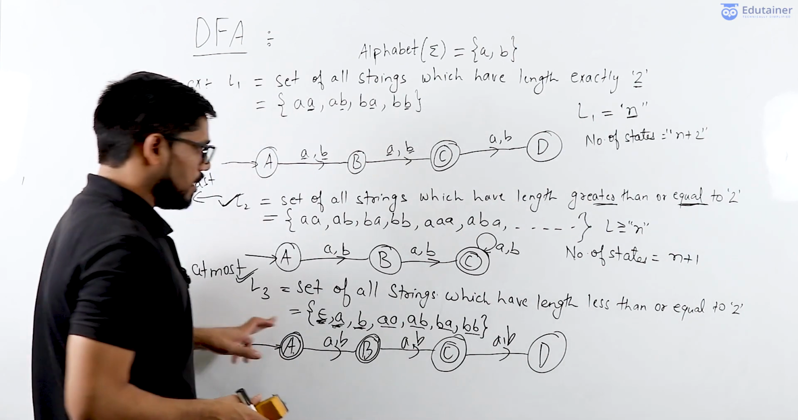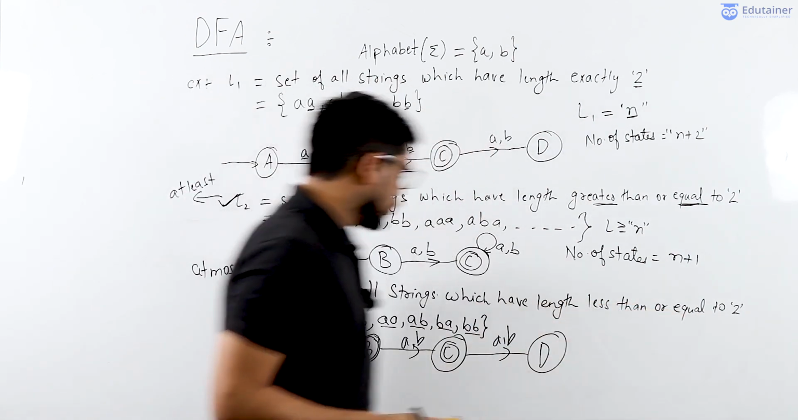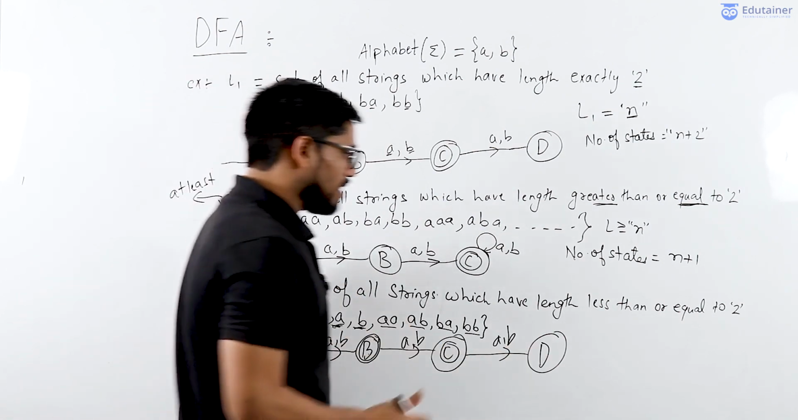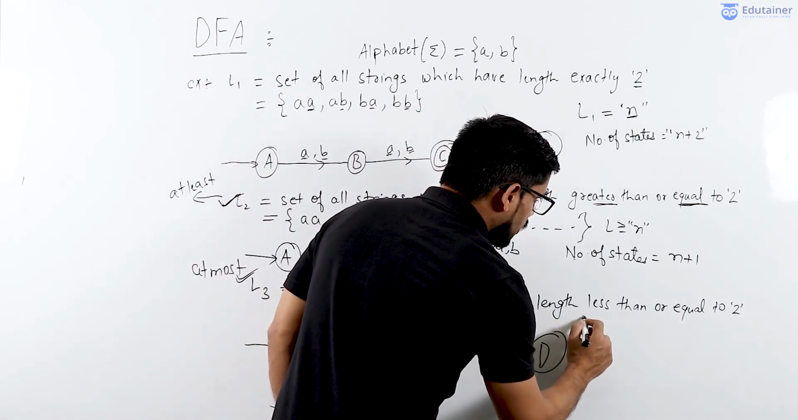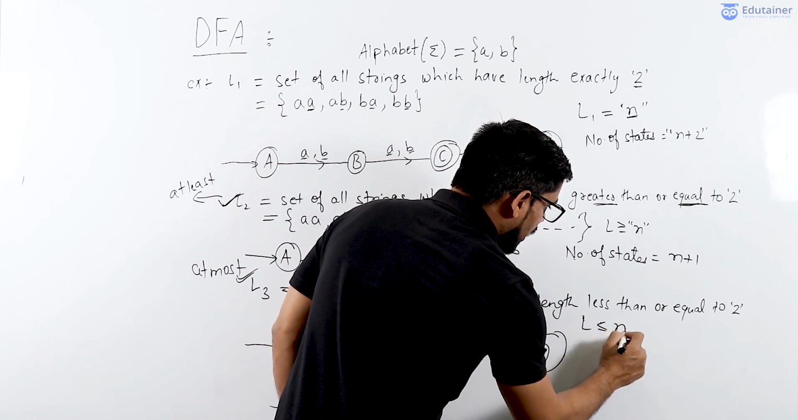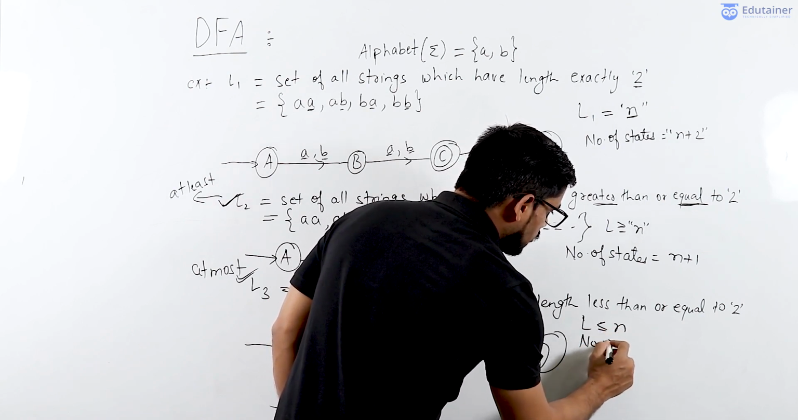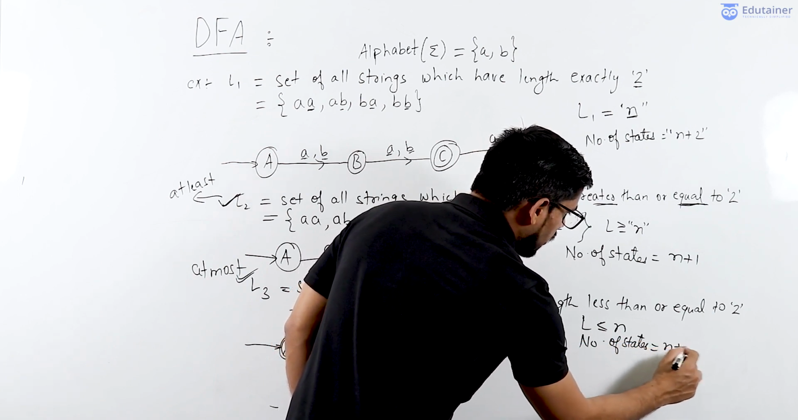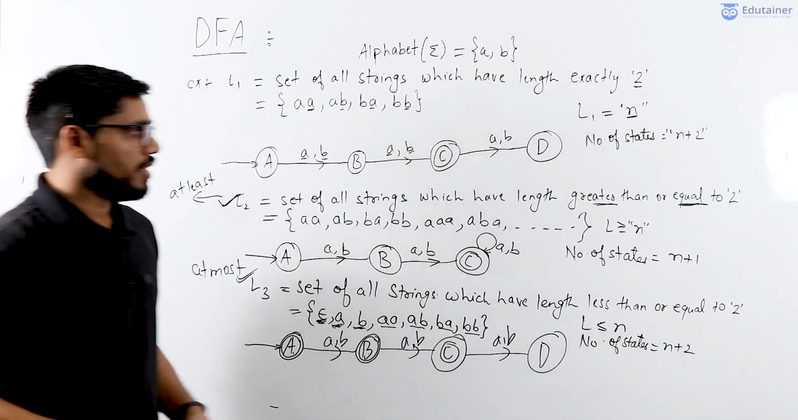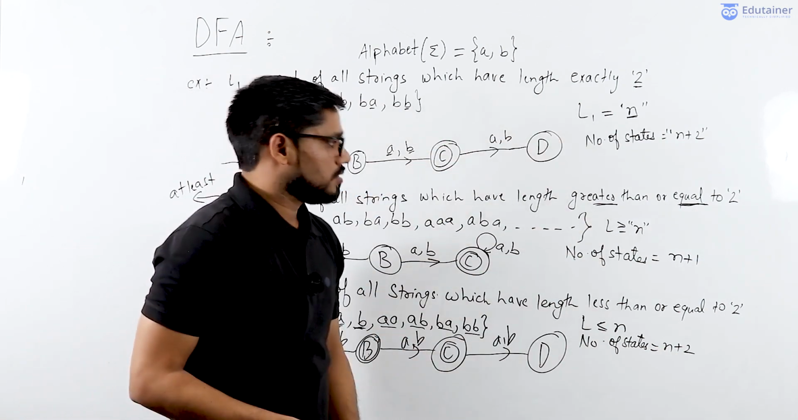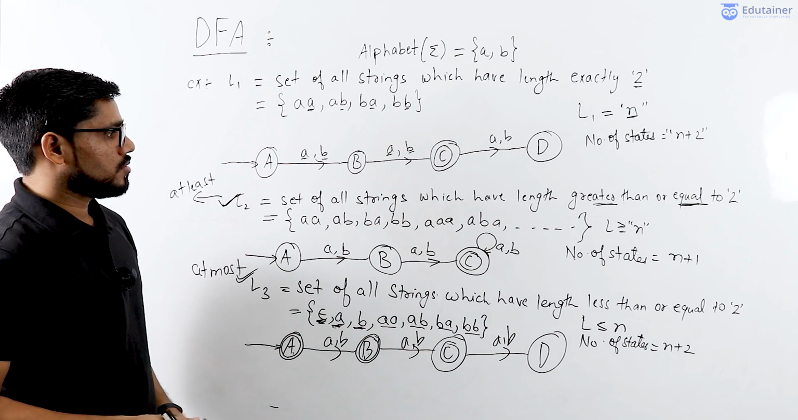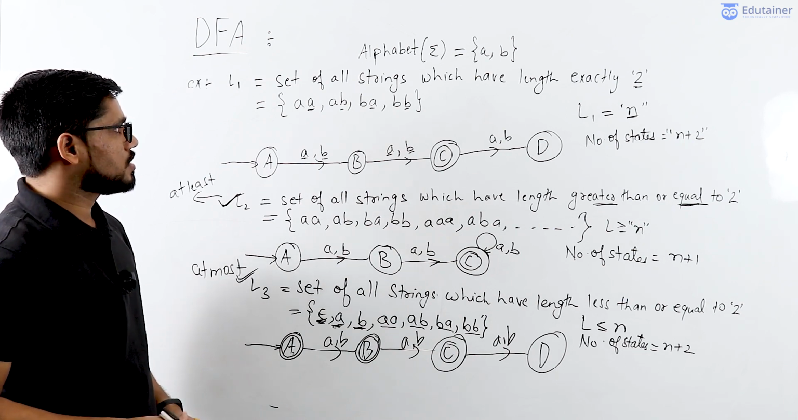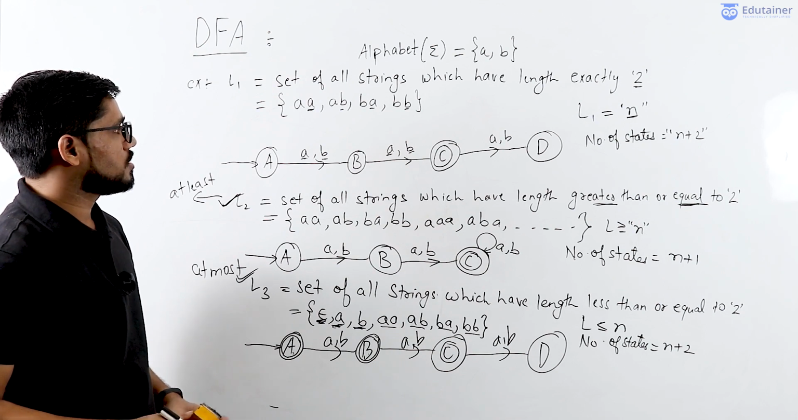And for length less than or equal to 2, the total number of states present is 1, 2, 3, 4. So for length L less than or equal to n, the number of states is equal to n plus 2. Okay, so you can generalize that way so that it will be easier for you to recognize such languages in the exam.